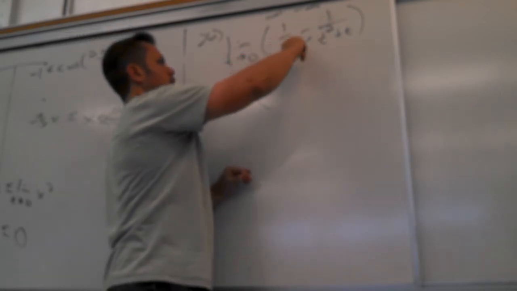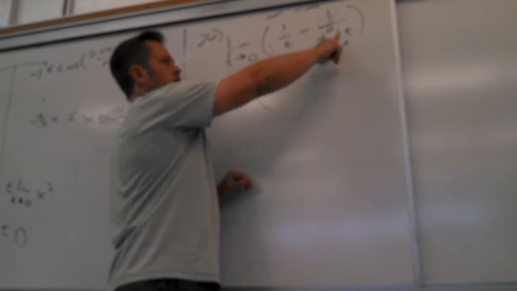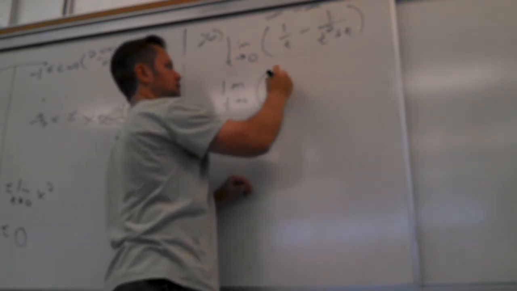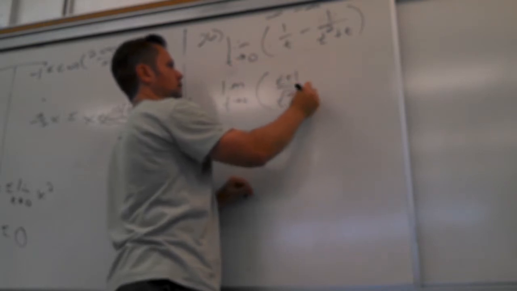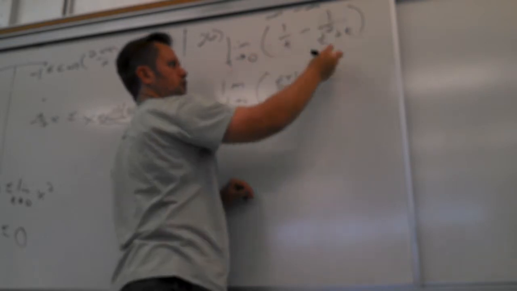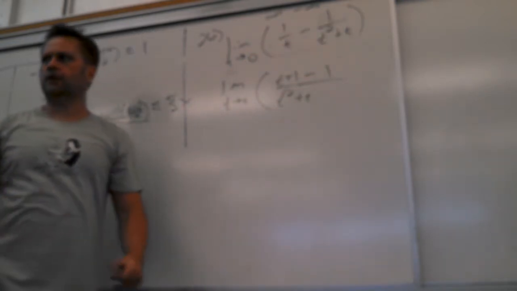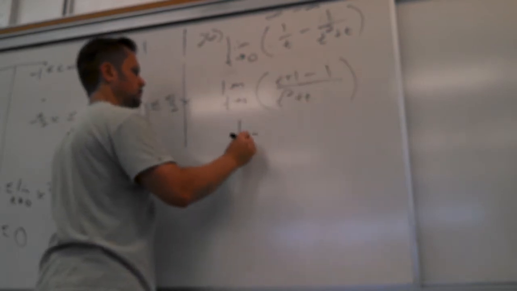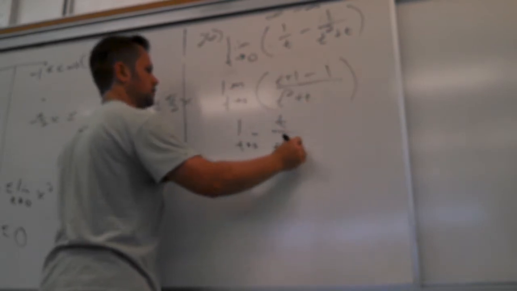So this will be, what does this need? Yeah, this is t times t plus 1. So this needs a t plus 1. Minus, and this guy just needs nothing, so this is already a 1. Is that cool? So then I get the limit as t goes to 0 of t over t squared plus t.